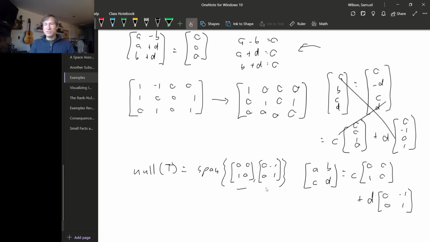These two matrices are clearly linearly independent, so we have a basis for the null space, and that means the nullity is just the number of basis elements here, so that's 2.